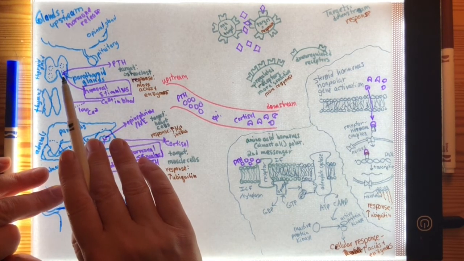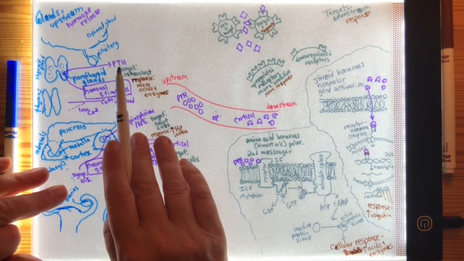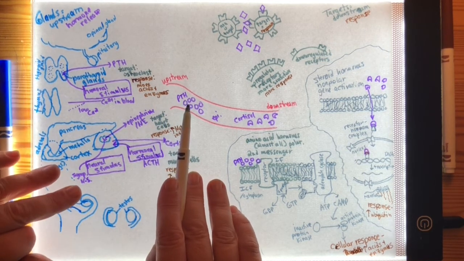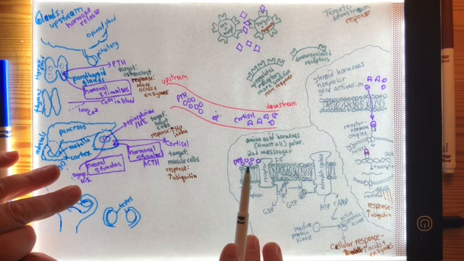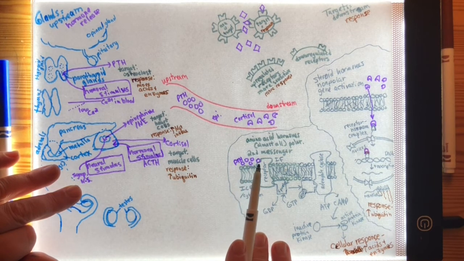When the blood calcium levels are a little bit low, this stimulates the parathyroid glands to release a hormone called PTH, or parathyroid hormone, which in turn enters into the bloodstream and eventually leaves the bloodstream and enters the interstitial fluid surrounding a number of different cells, and some of those cells will be target cells, such as the osteoclasts.